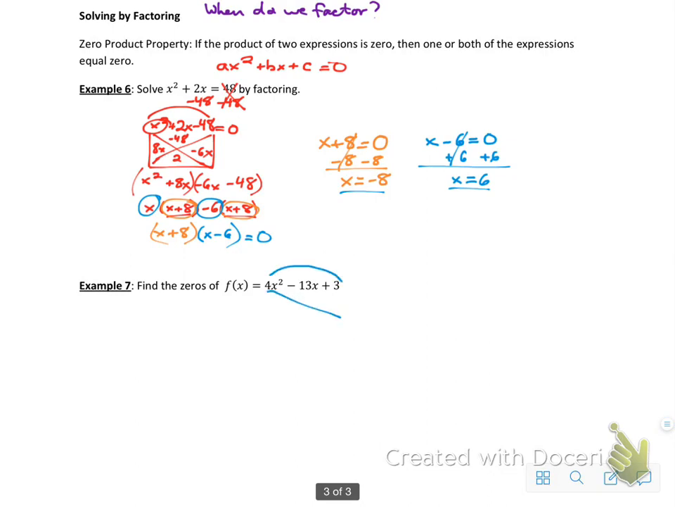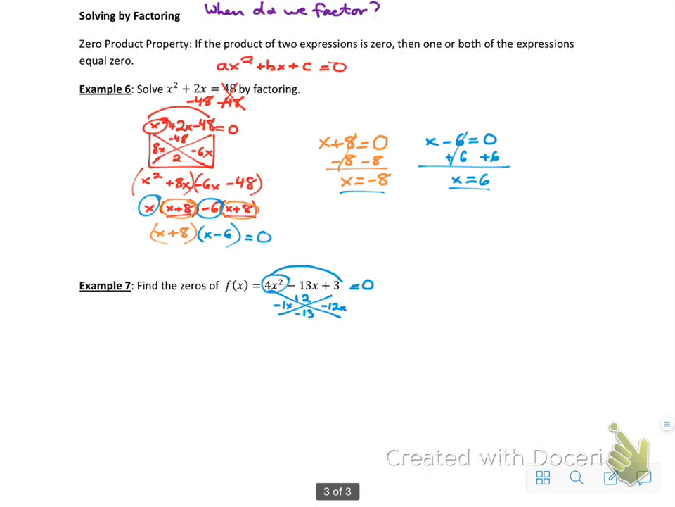Again, we have a times c. Now this one, I'm going to say that f of x equals 0. So that's going to be equal to 0. It'll be okay. 4 times 3 is 12. So we put 12 on top and a negative 13 at the bottom. Factors of 12 that add to negative 13 are negative 1x and negative 12x. Remember, you can make a table if you need.